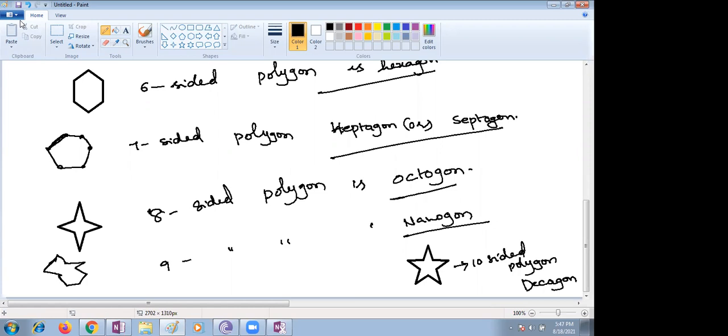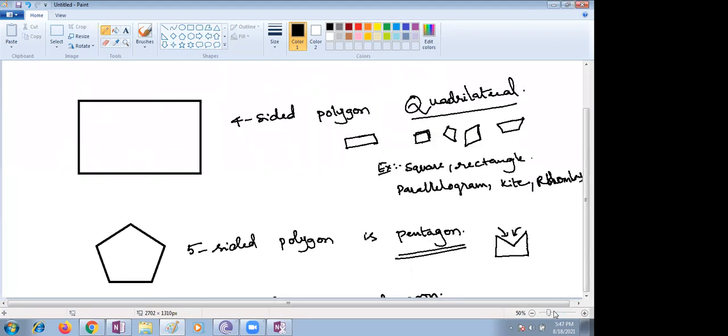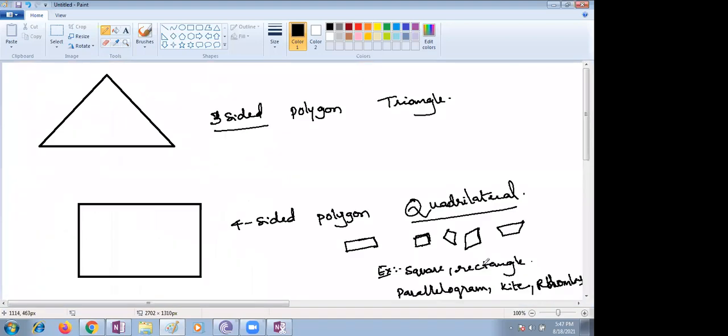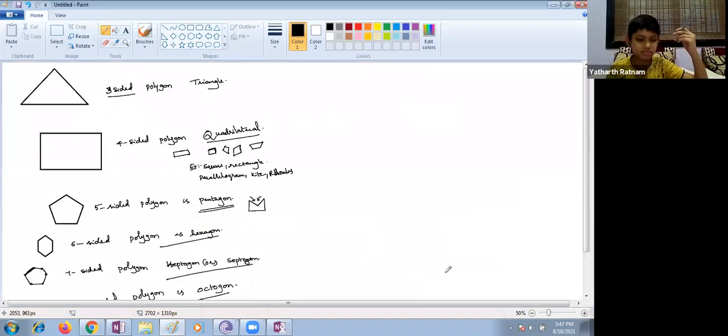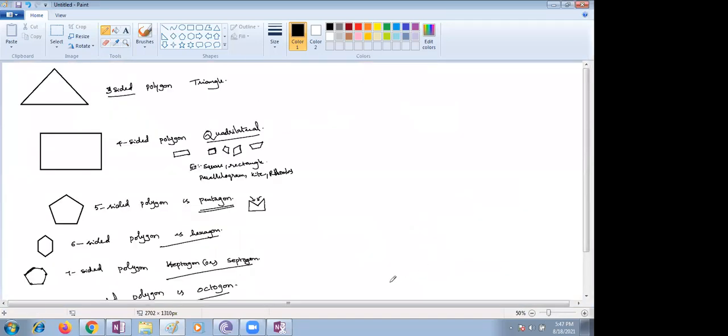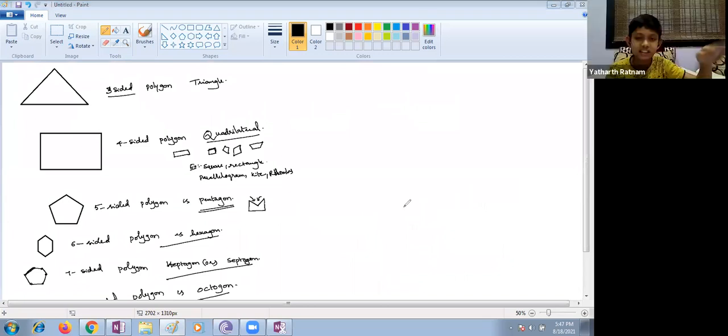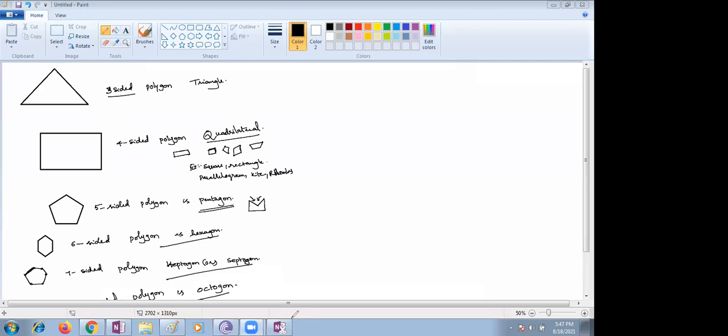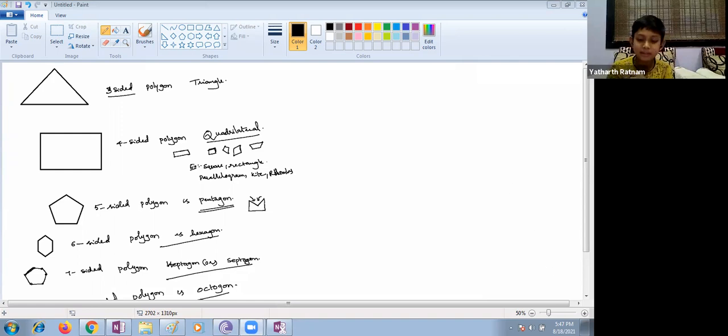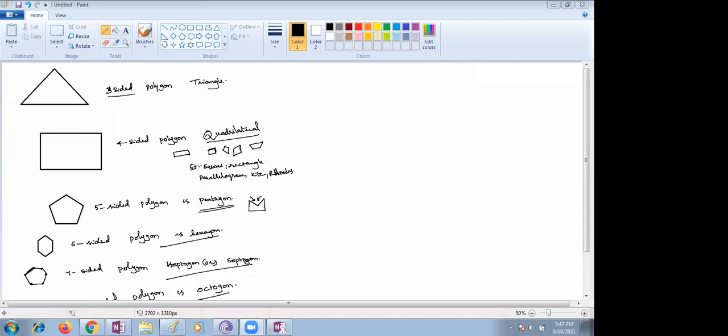Ma'am, can you zoom it out? What are diagonals? Anyway, we learned about many points. Ma'am, I have a doubt. What's your doubt? We can also go to 11-sided, 12-sided like that. So we can go infinite also. Ma'am, is there a limit? No, Nana. Okay, ma'am.